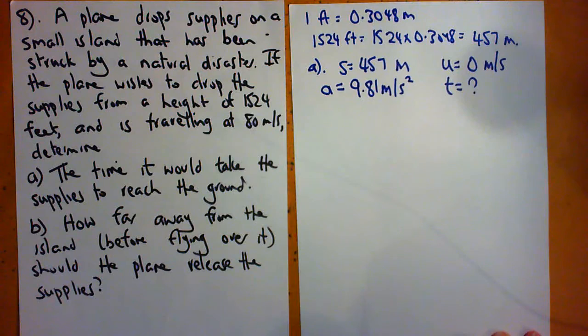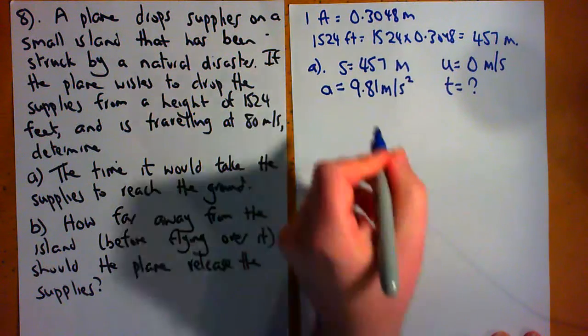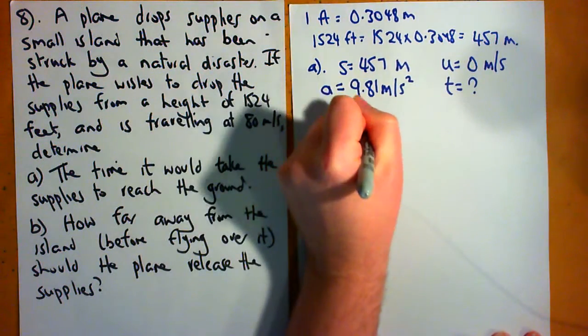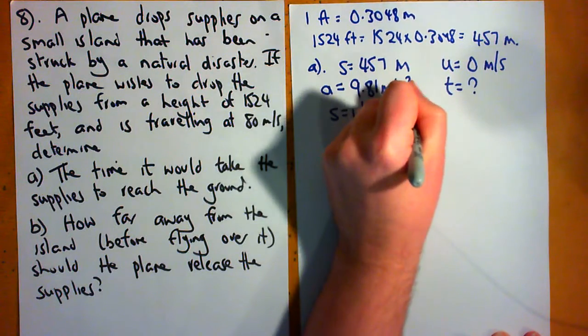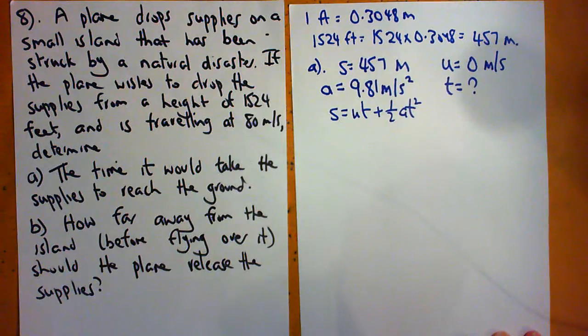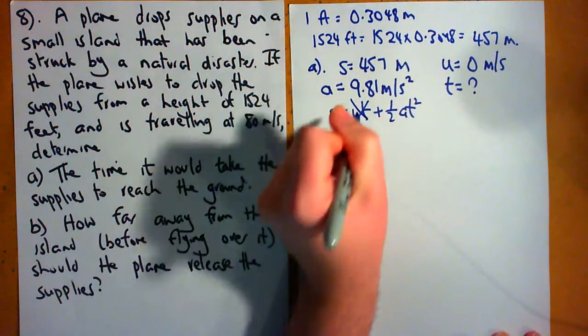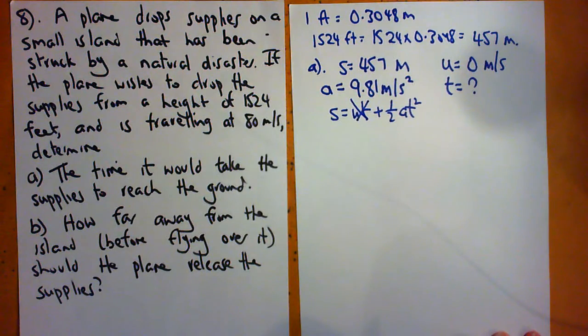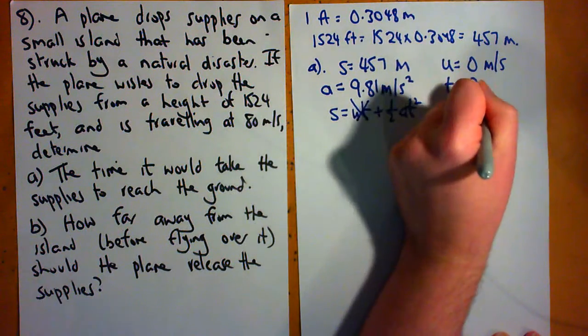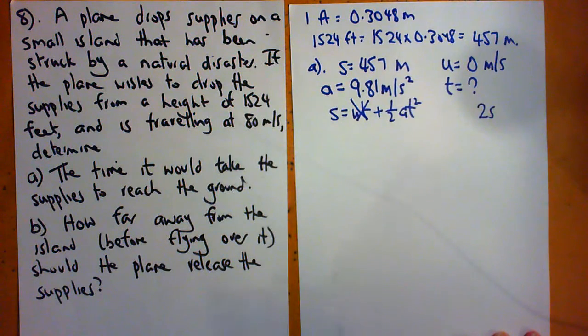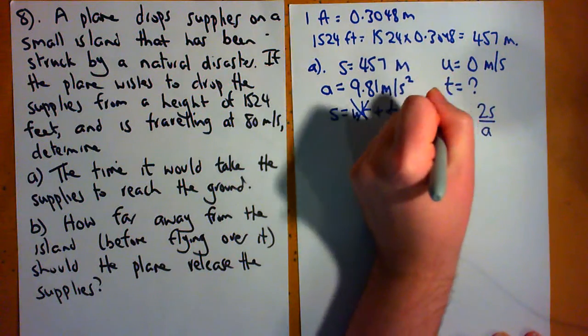So the kinematic equation of motion that has S, U, A and T is S equals ut plus 1/2 AT squared. Since U equals 0, ut equals 0, leaving us with S equals 1/2 AT squared, and if we multiply that through by 2, we get AT squared equals 2S. If we divide that through by A, we get T squared equals 2S divided by A, so that's T squared.